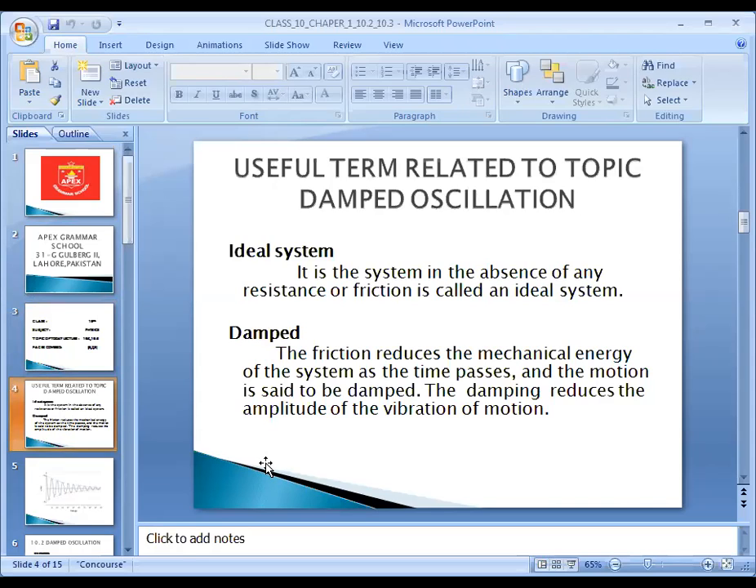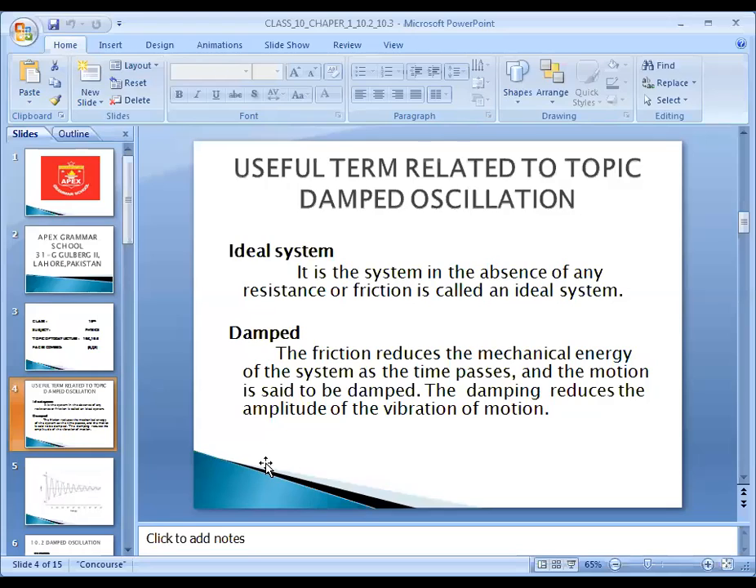First of all, ideal system. I would like to introduce the definition of ideal system. It is a system in the absence of any resistance or friction. You might know, when we discussed the example of the ball and bowl system, I told you there is a friction present between the ball and bowl which will reduce the motion of the ball. If there is no friction present in the ball and bowl system, what will happen? The ball will move indefinitely and it will not stop because there is no friction present. So an ideal system is a system in which there is no friction.